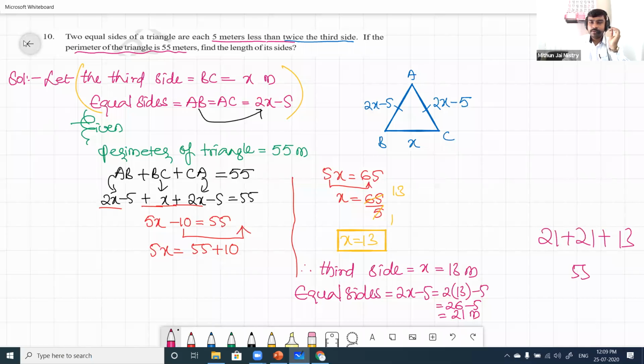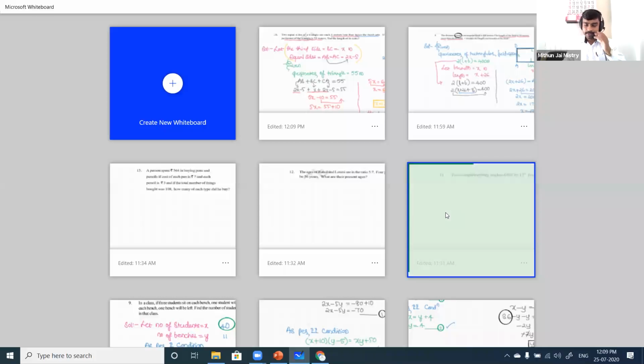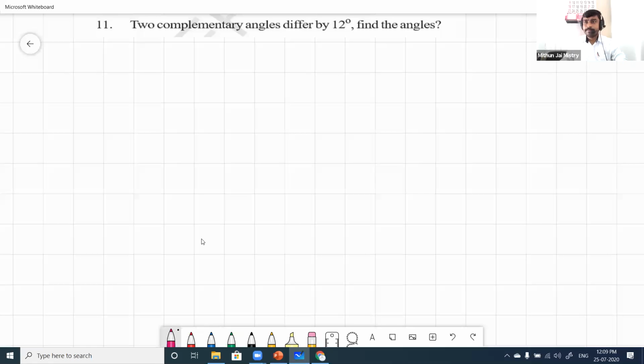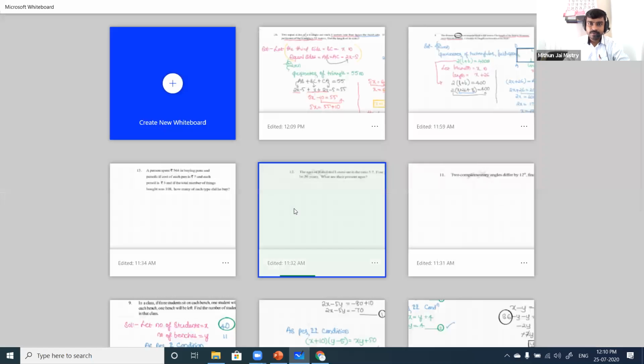Now let me move to our next question. That is question number 11, children. Have you heard the word complementary angles? Did I discuss this question, the 11th one? You can type yes or no. Parvati Devi says yes. Thank you, Parvati. So we have already discussed this. 2 angles are said to be complementary if their sum is 90 degrees.